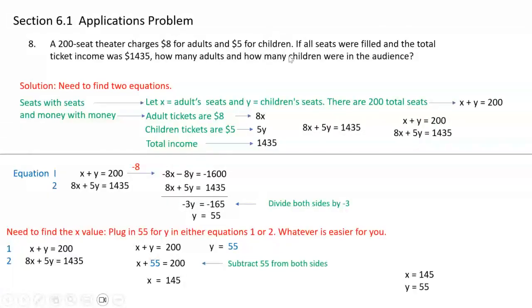They're asking how many adults and how many children were in the audience. A lot of students, when I give an exam, stop here and I take partial credit off, right? Because that's not what they're asking for. What they're asking for is how many children and how many adults. So since x is adults, the x means it's going to be 145 adults, and the y is children, which is going to be 55 children. So my answer will be 145 adults and 55 children.